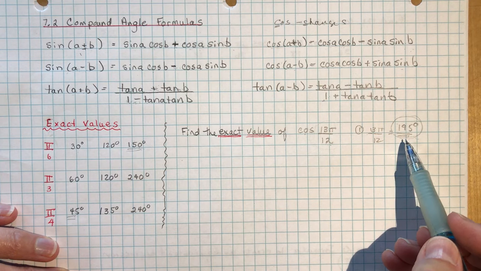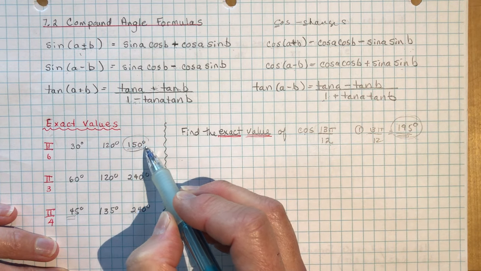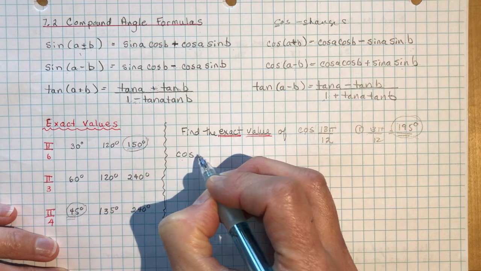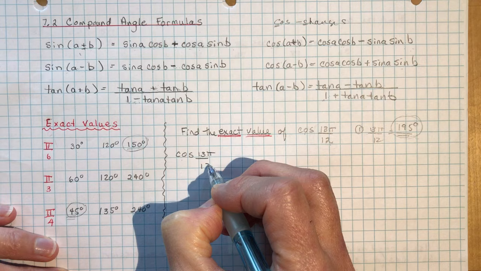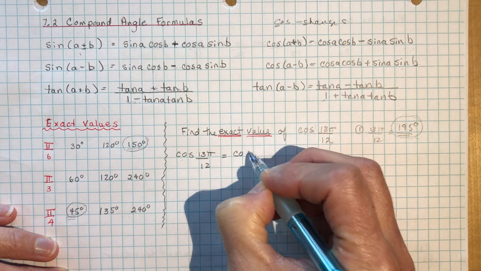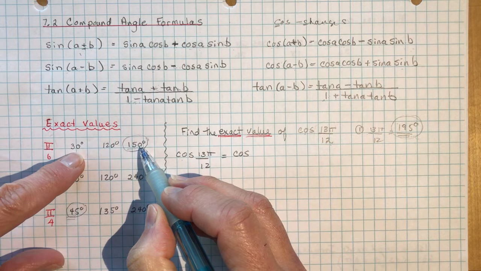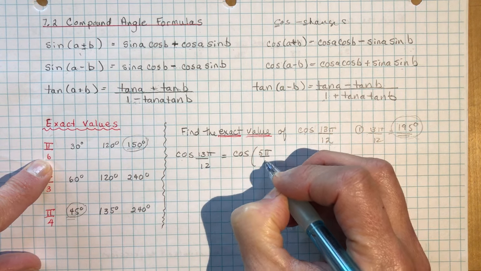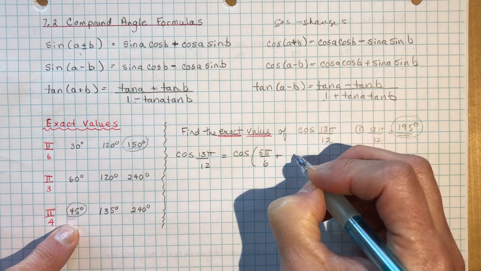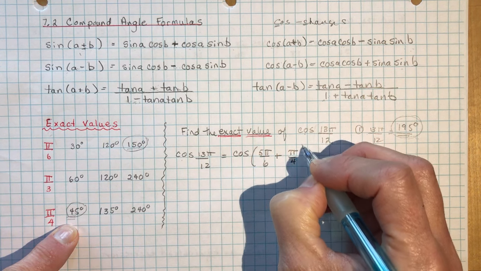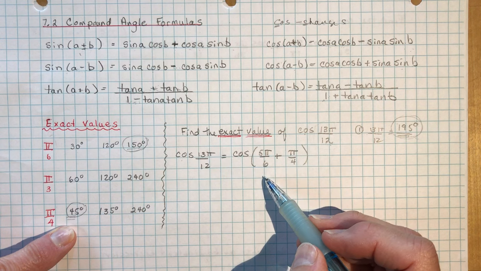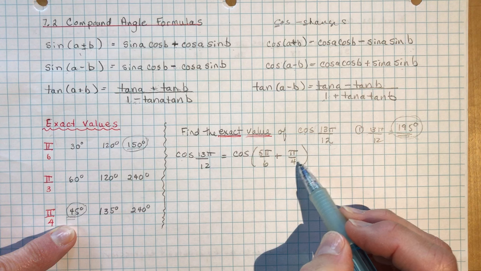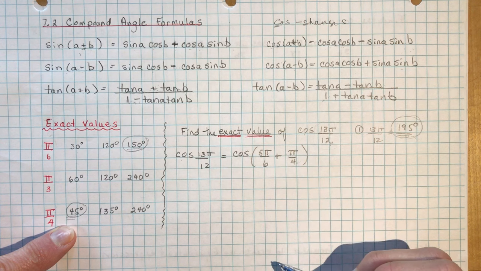Okay, so I'm going to choose the adding one. So I'm going to use 150 degrees plus 45. So that means that the cos of 13 pi over 12 is going to be equal to the cos of, so 150 is 5 times 30, so 5 pi over 6, plus pi over 4. Now you might want to do just a little check quickly in your head. To make this over 12, this would be 2, that would be 10, and this would be times 3, so 10 and 3 are 13 pi over 12.